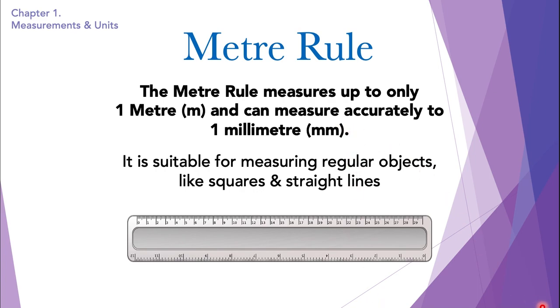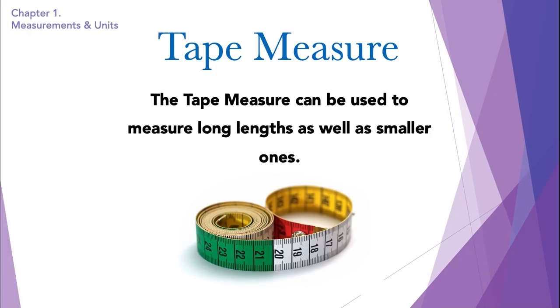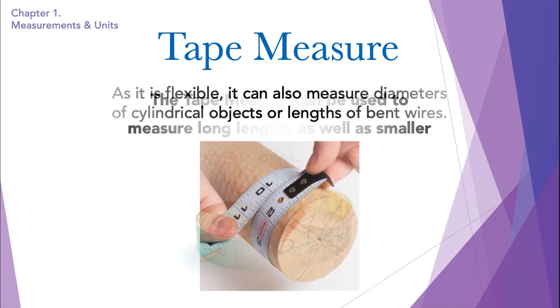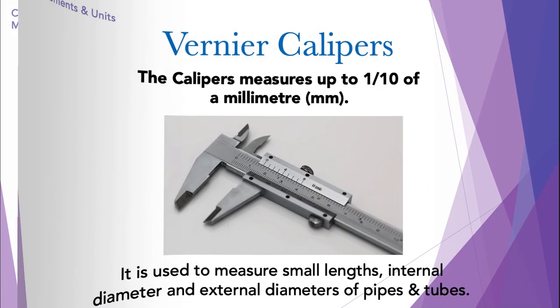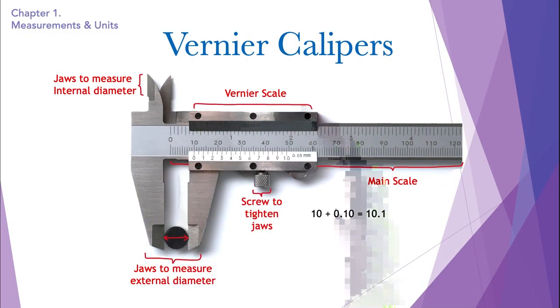We understood the meter rule, how accurately the meter rule can measure up to, and how do we measure an object's length using a meter rule. Then we understood tape measure. And then we understood the Vernier Calipers. What is the smallest length the Vernier Calipers can measure? It can measure internal diameters and external diameters. We went into detail how we measure using the main scale and vernier scale of the Vernier Calipers.